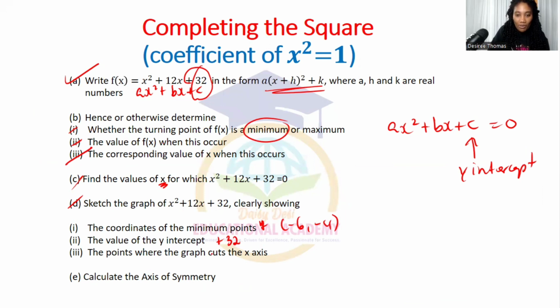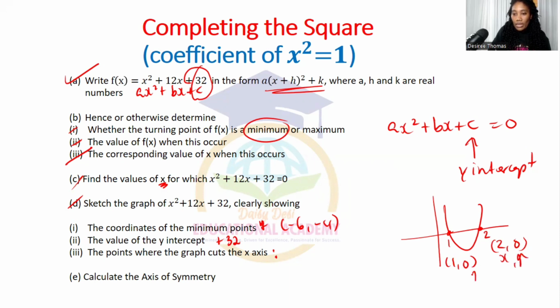Now the point where the graph cuts the x-axis is where y is equal to 0. Think about it. If you have a curve, and this is not the actual curve, I'm just randomly drawing one, and it cuts the x-axis at this point, say this is 2 and this is 1. This coordinate is (2, 0) and this coordinate is (1, 0). So we have x, and clearly y is 0.